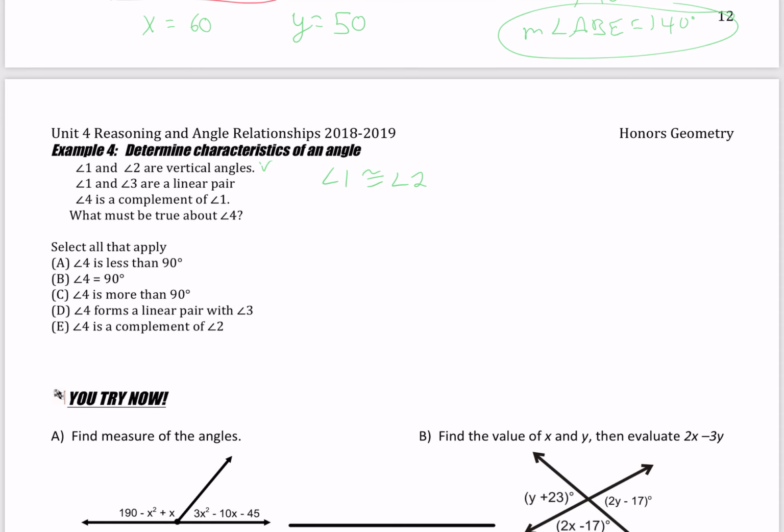Done. Angle 1 and angle 3 are a linear pair, which means that the measure of angle 1 plus the measure of angle 3 equals 180 degrees. And I also know that angle 4 is a complement of angle 1. So what that means is the measure of angle 4 plus the measure of angle 1 is going to equal 90 degrees. So now I just need to select all that apply from the bottom list.